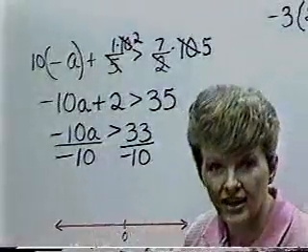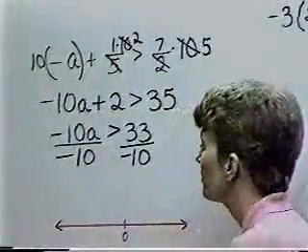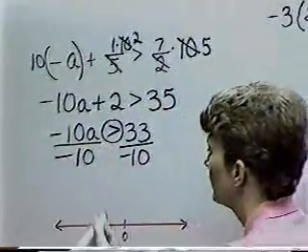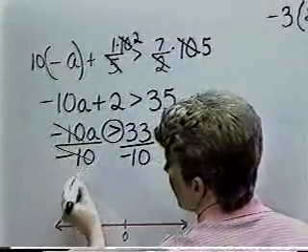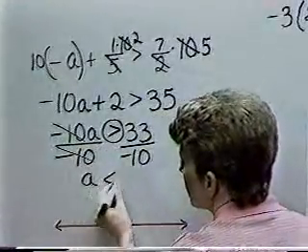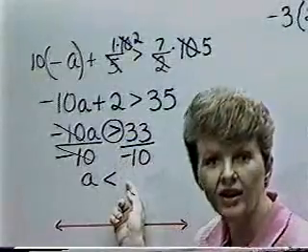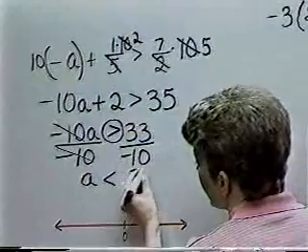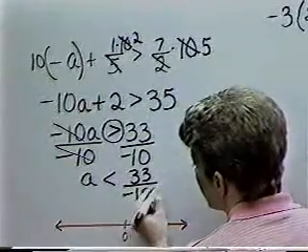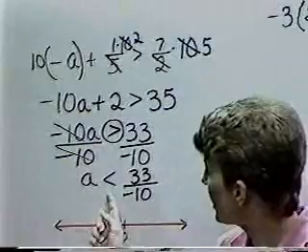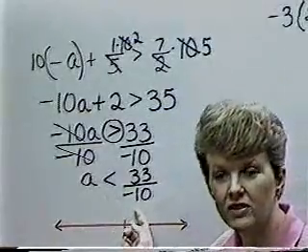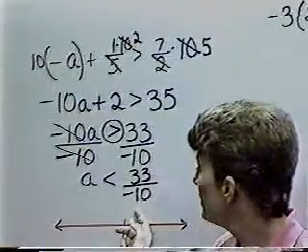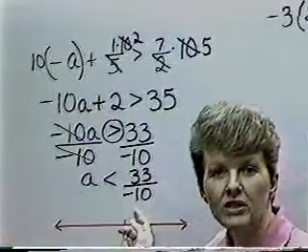I'm dividing by a negative number. That means you must reverse the direction of the inequality sign. The left-hand side, when I simplify, I'll have a, reverse the direction of the inequality sign, and I'll have less than, and then 33 divided by negative 10. So my solution is a is less than 33 over negative 10, or negative 33 tenths, or if you'd like to turn it into a mixed number, it would be negative 3 and 3 tenths, but I'll leave it as an improper fraction.